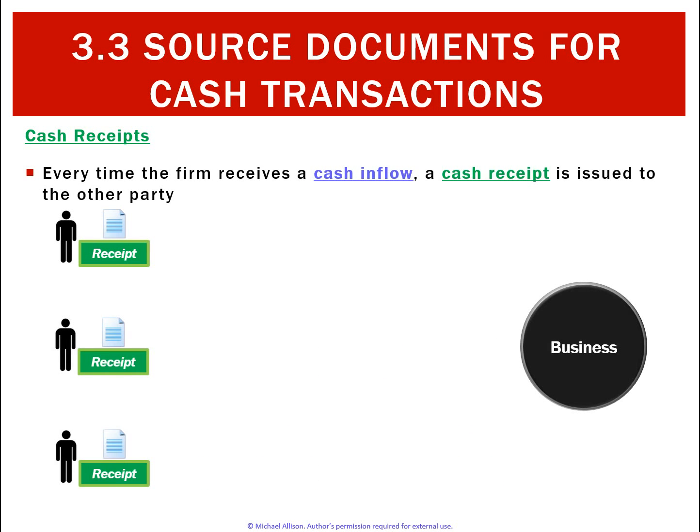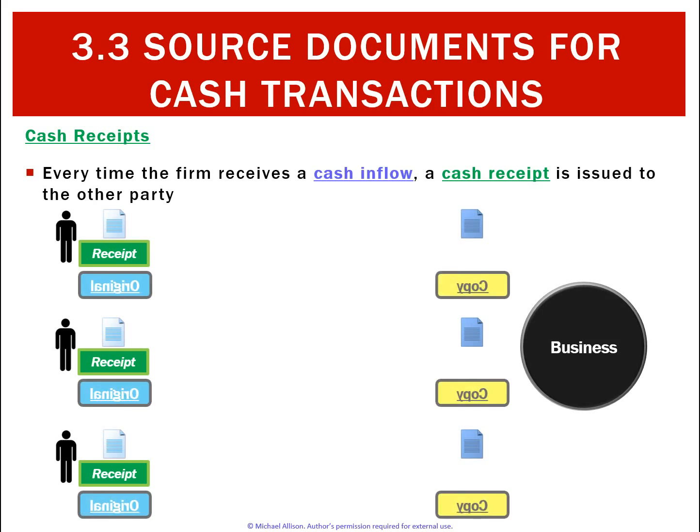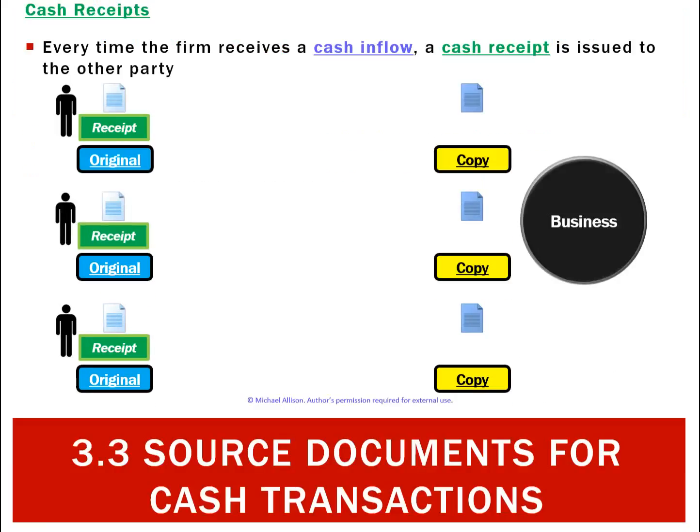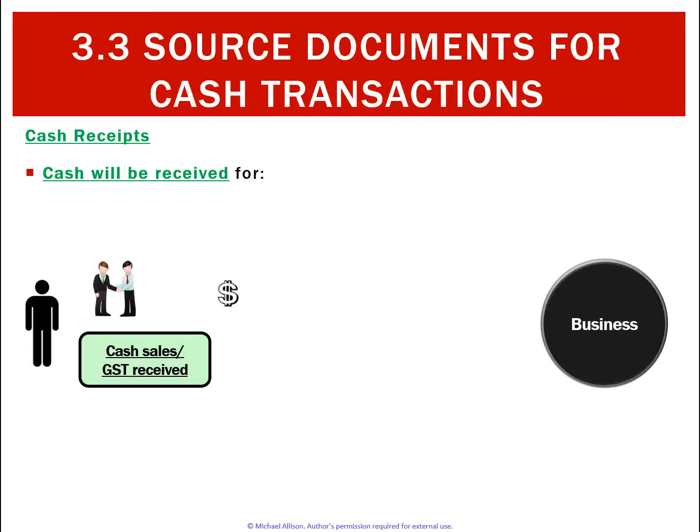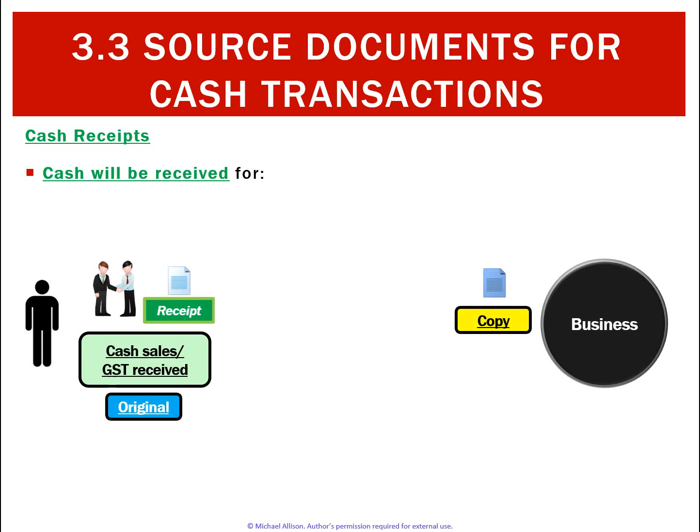What's important to note is that we learned in the previous lecture that the original will go to the customer or the person who is the buyer. In this case, we're the issuer, so the business will keep a copy of that receipt. The different situations where we might need to issue cash receipts could be for selling goods and services and charging GST. We'll give those people a receipt, and again they'll get the original and we'll keep the copy.